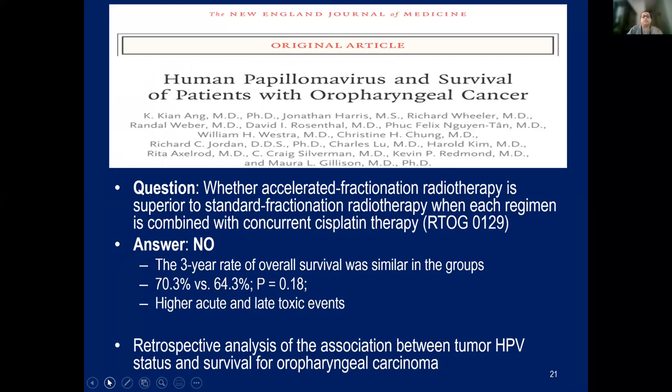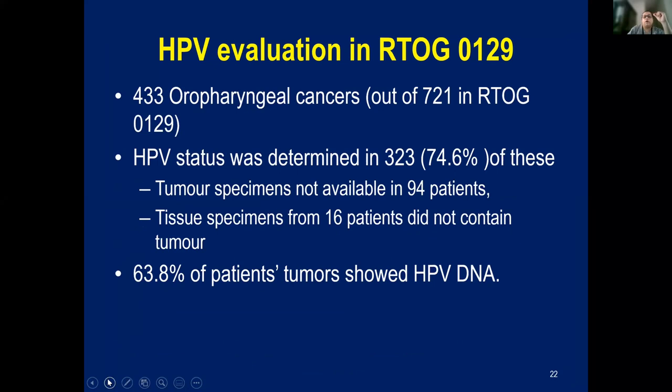Now, one seminal trial deserves mention simply because this was the trial that gave us the recursive partitioning analysis to be able to risk stratify patients into the low, intermediate, and high risk groups based on the HPV status as well as the smoking status. And 433 of the 721 patients who were eligible could have HPV status determined, which was done in only about 74.6% of the patients, and about 64% of patients showed tumor HPV DNA.